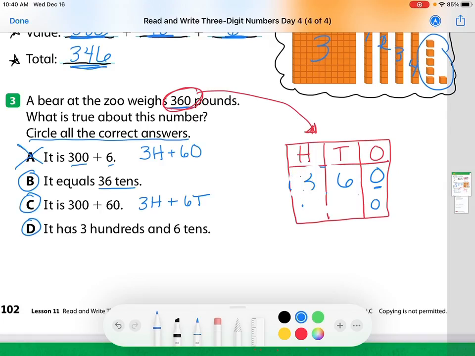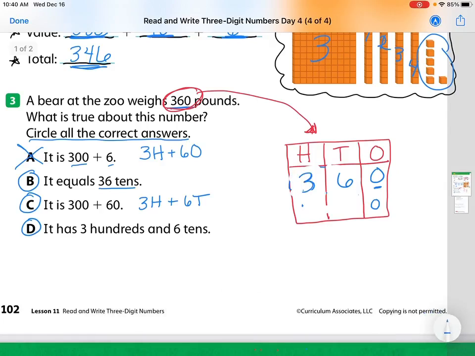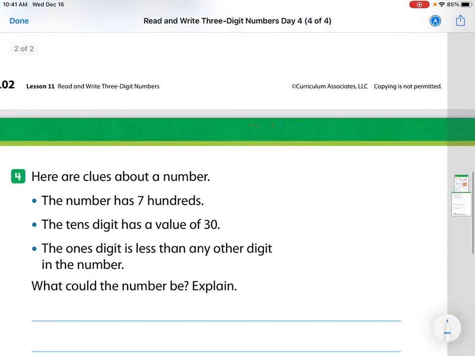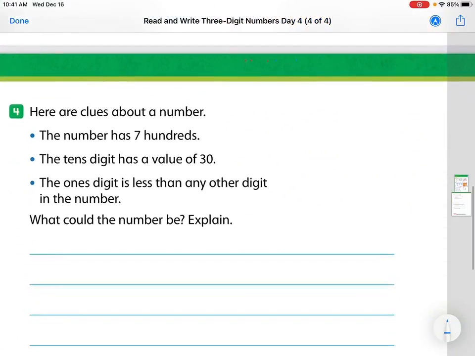Sorry about that. Let me get this back. There we go. Okay, and then D is correct because it says in words that we have 3 hundreds and 6 tens, and that's exactly what we have, 3 hundreds and 6 tens. So I hope you got those all correct. And let's move on to number 4.